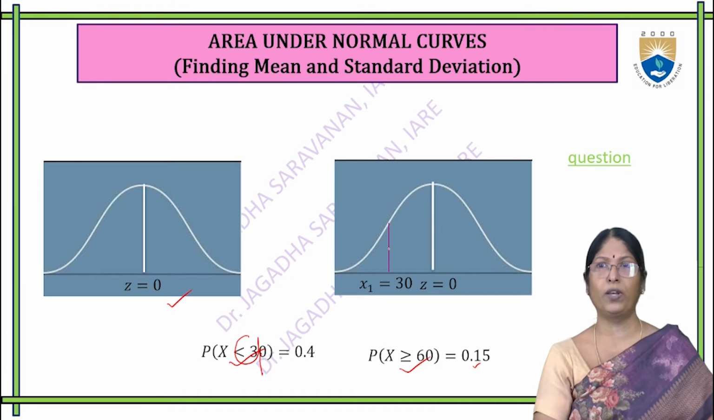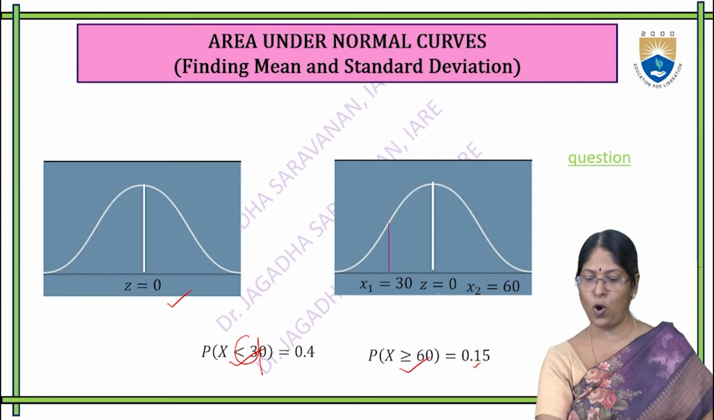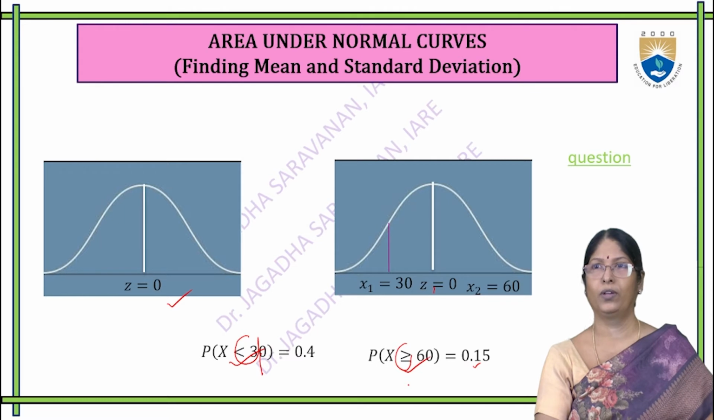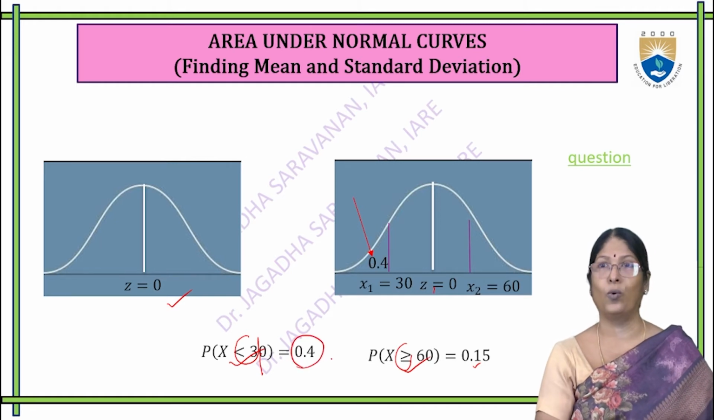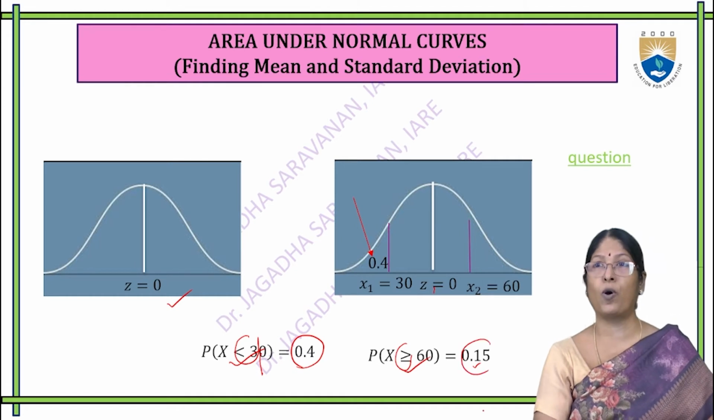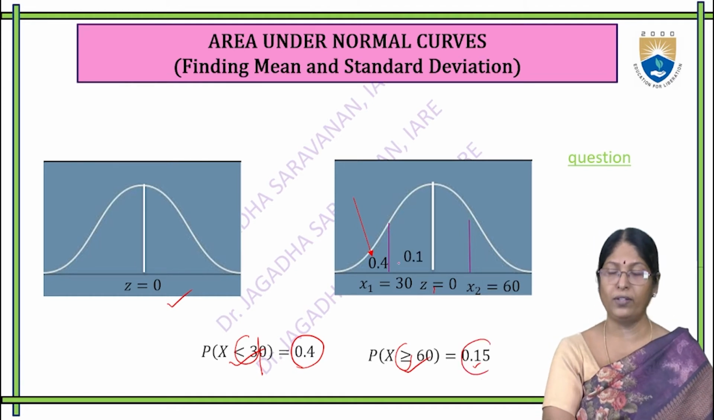So we have drawn a vertical line in the normal curve. Next, x2 we put on the right side of this point because of the symbol greater than or equal to. Compulsorily z is going to come on the right side, so we have drawn a vertical line. What is given? This is the area which is given, 0.4. And this area, 0.15.